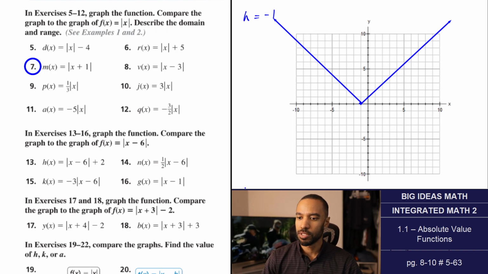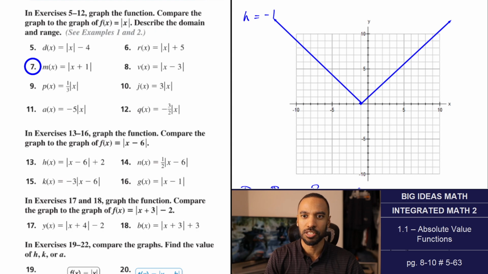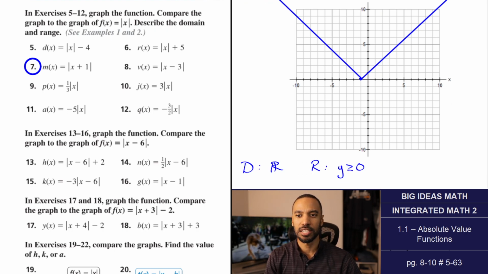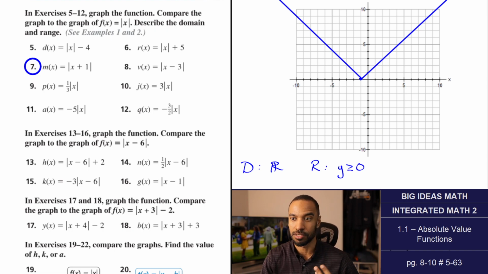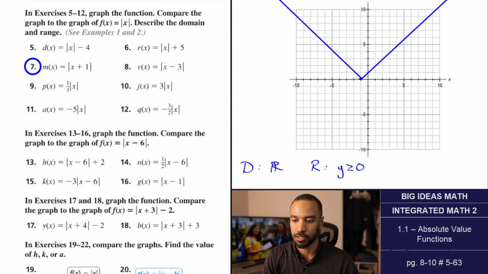The domain, once again, all real numbers, unchanged. The range is y is greater than or equal to 0. This vertex has no effect on the y value. Whoops, you can't see that. This vertex has no effect on the y values itself, right? It just is as it is. So we respect that. We make it so, like it is.